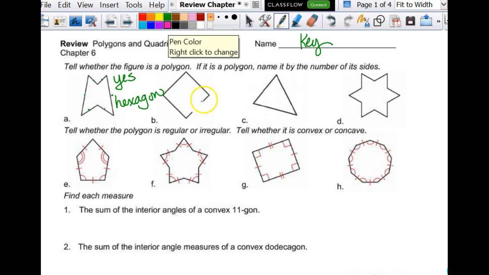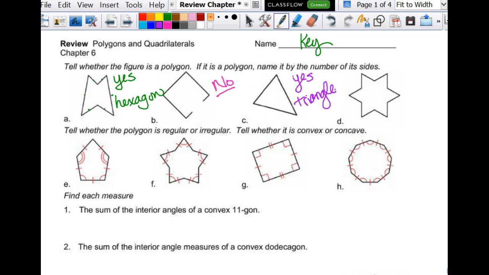All right, so then B, it is not closed, so that would be a no. C, yes, and it is a triangle. And then D, again, yes. And it has 1, 2, 3, 4, 5, 6, 7, 8, 9, 10, 11, 12 sides, which makes it a dodecagon.